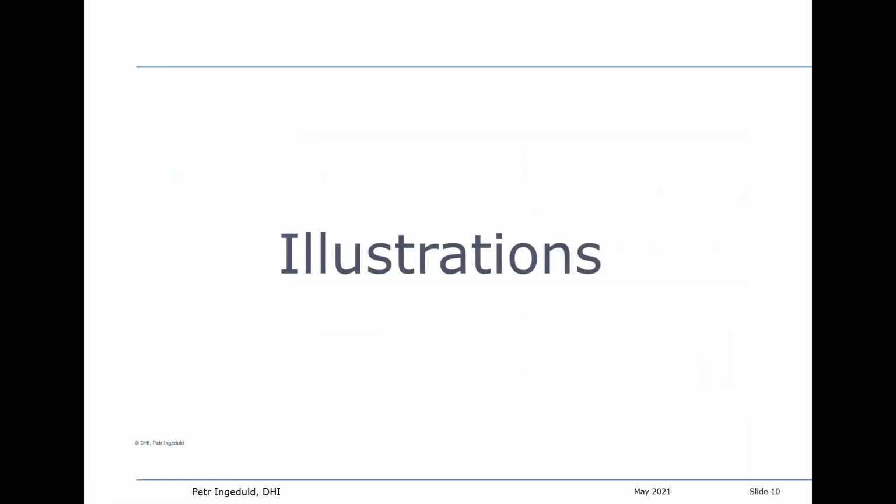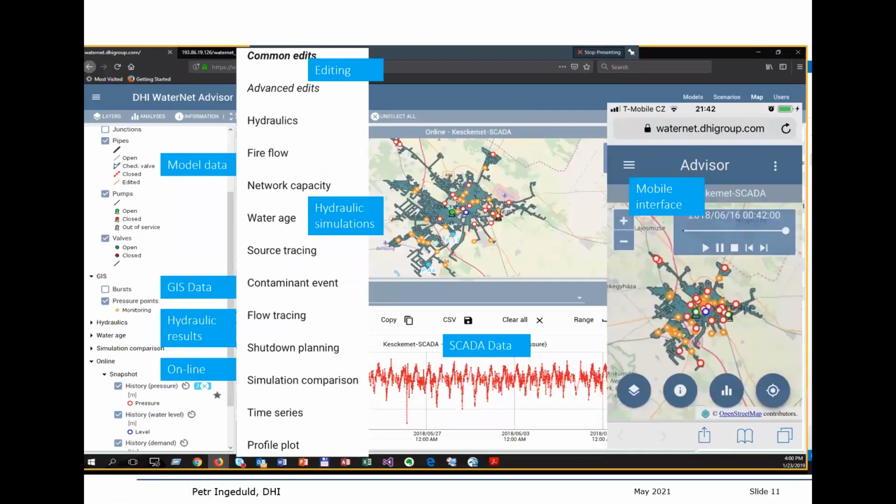Now we have a few illustrations. This is the interface that we use. So there is a map with the hydraulic model and either hydraulic results or telemetry points, as it is shown here. And then we have time series plots with simulated data, with SCADA data. And we have options to run different user scenarios, different simulations. And this whole interface can work very well on mobile phones or tablets.